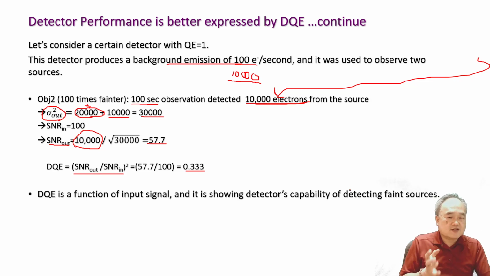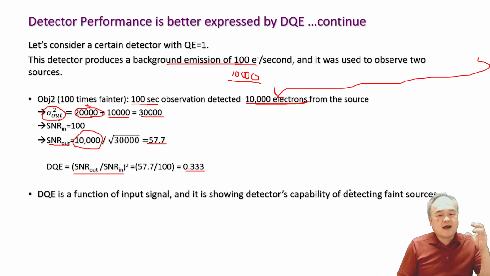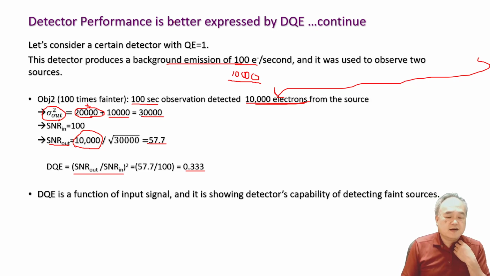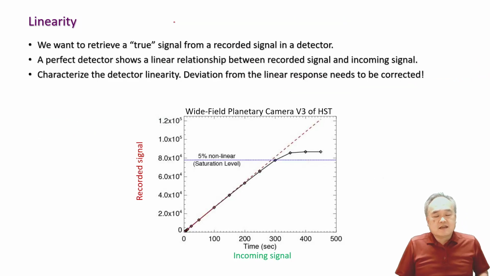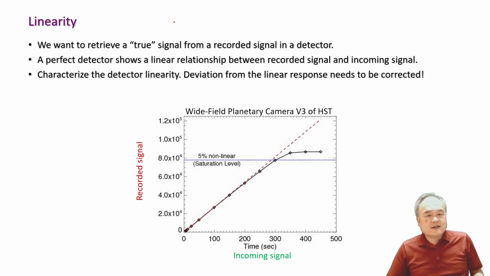So why is this a really good measure of the actual realistic detector? Because it tells us the detector's capability of detecting a faint source. So DQE is the better indicator of the detector's performance. Then lastly, let's talk about the linearity.